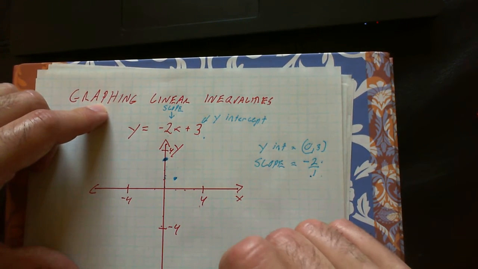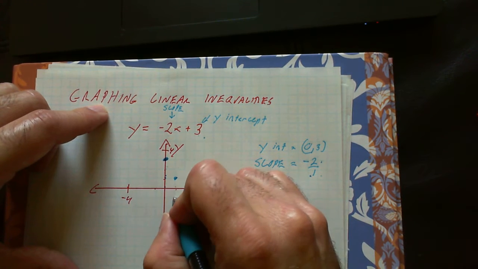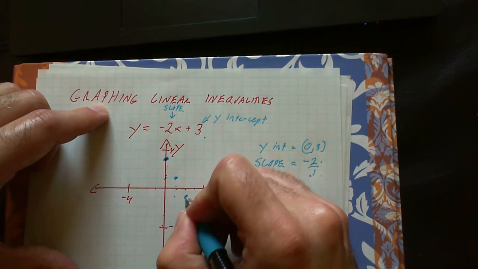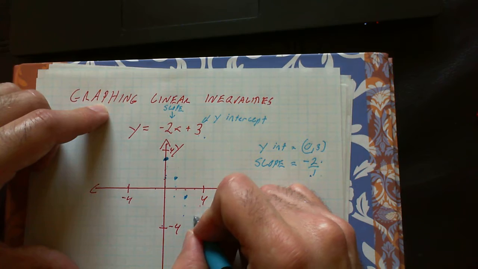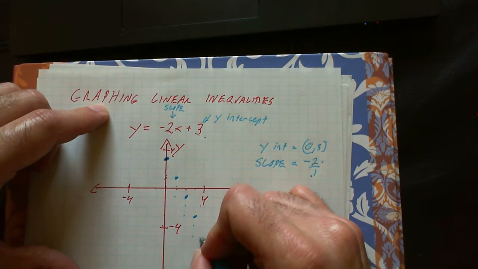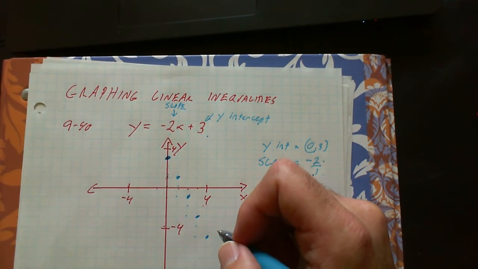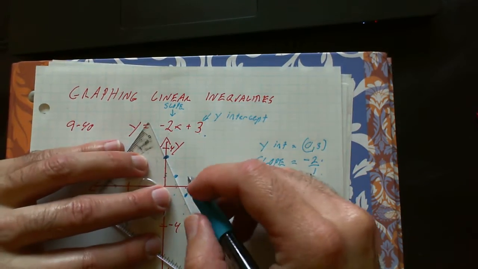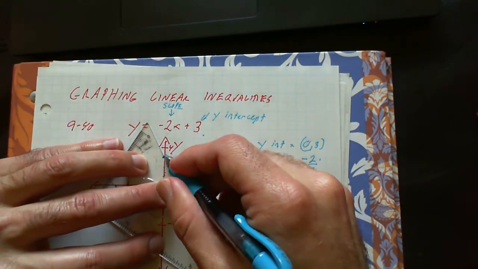So from my y-intercept, I go down 2, and then I go over 1. You know, I like to draw a couple of points. You only need 2 points to make a line, but I like to get a bunch in there. And we go like this. We connect them.